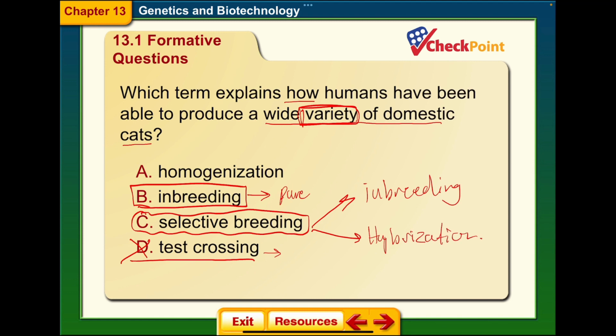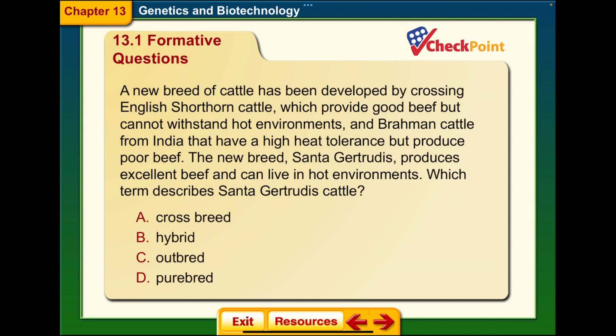So the more correct answer would be to choose selective breeding and not inbreeding. The right answer is C. Let's move on to this big question. Obviously, such a scary question.